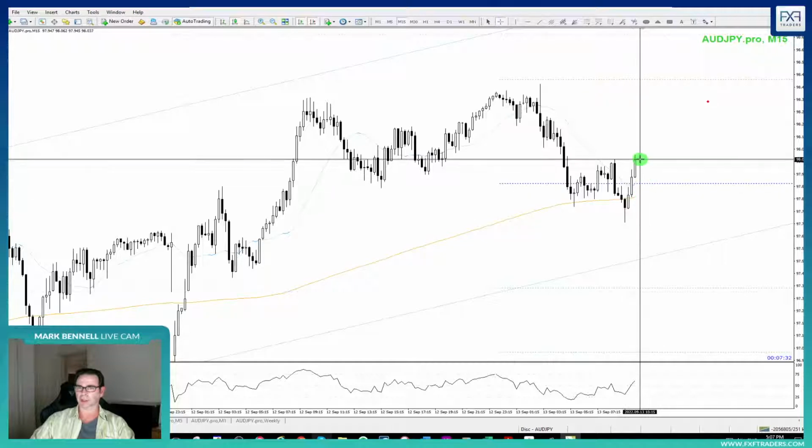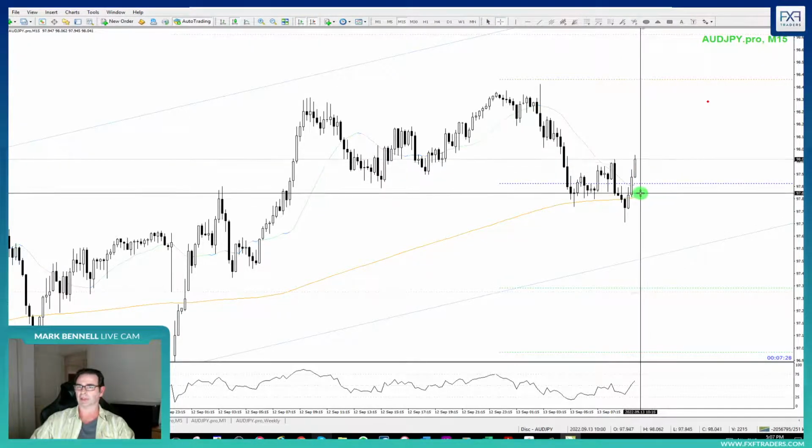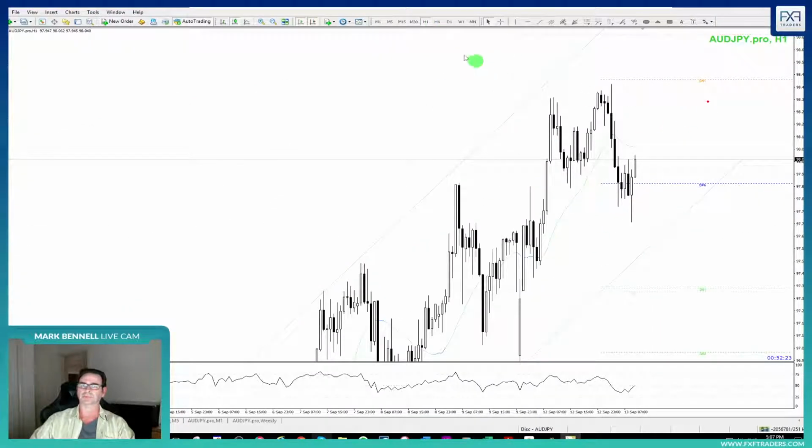You know, worst case scenario, if it rolls back here with strength and gets rejected here, get out at a break even or something. But that was worth a go. Well spotted.